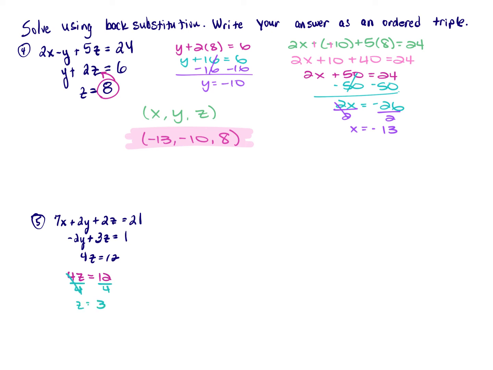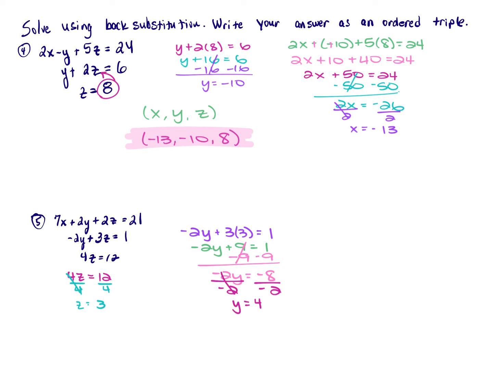Now that you have z, plug it into the middle one and solve for y. So that's going to give you negative 2y plus 3 times z, which is 3, is equal to 1. The 3 times 3 is 9, so that's negative 2y plus 9 is equal to 1. Move your 9 over, subtract it from both sides. You get negative 2y is equal to negative 8. Divide each side by the negative 2. And you have that y is 4.